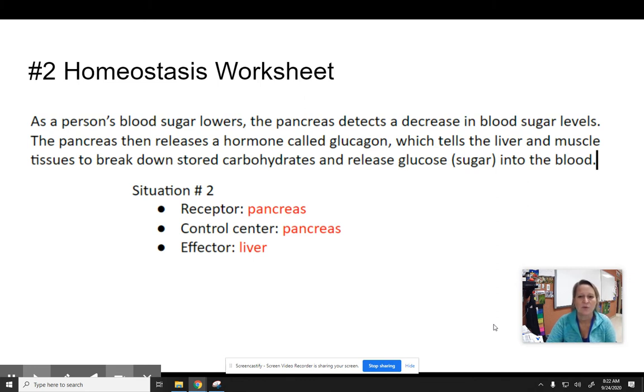And then the effector is the liver because the liver is going to break down the stored carbohydrates and correct the problem. So the problem is being corrected, so that means that it's taking away from the problem, changing it negatively, and so that is negative feedback because it's not making the blood sugar even lower, it's correcting it. So it's the opposite, so that would be negative.